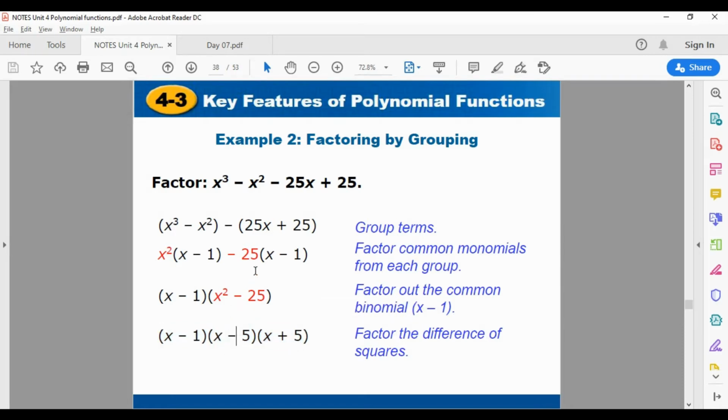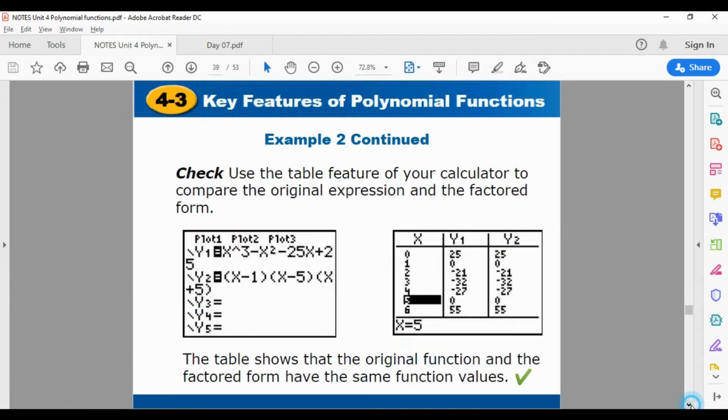A quick check to make sure you're right is to graph your original, and then graph each step by adding in these parentheses. Did that change the graph? No. By factoring out the x squared from the front and factoring out a negative 25 from the last 2 terms, the graphs are going to overlap. So that means you're finishing with the same equation that you started with.